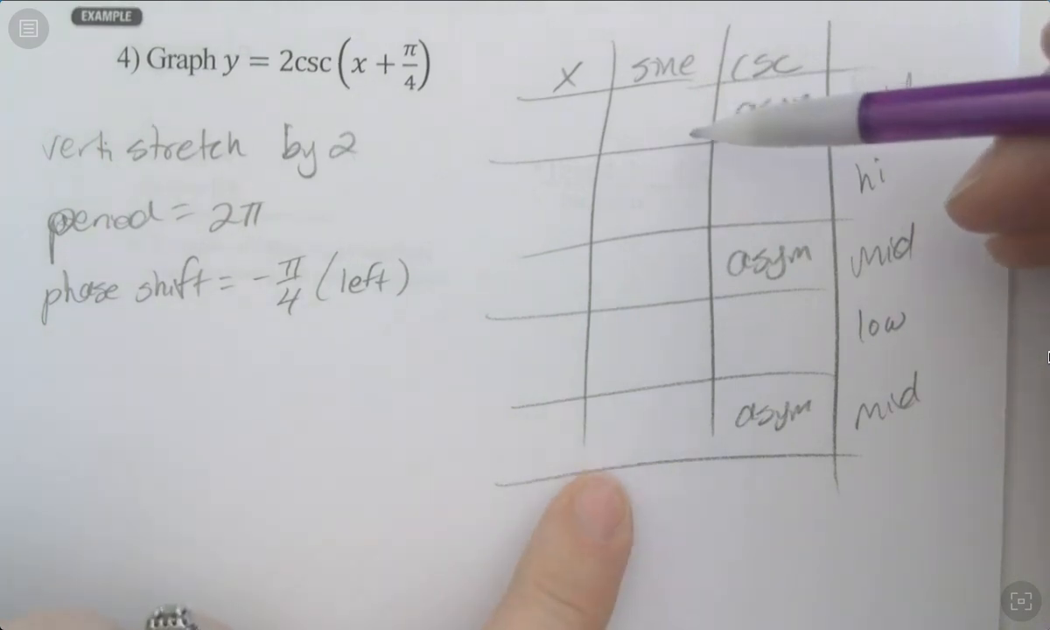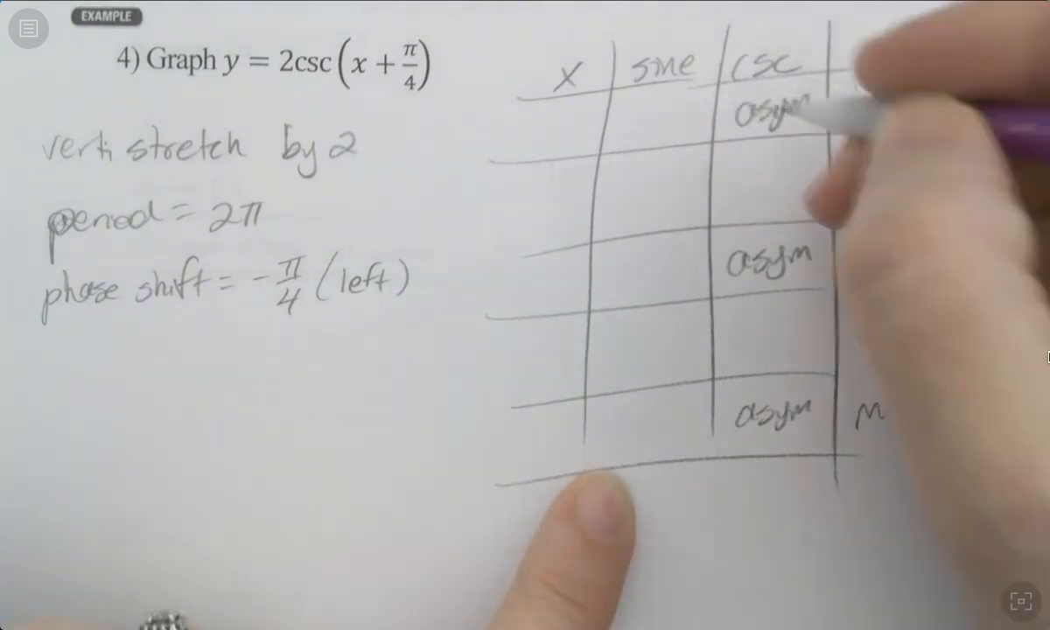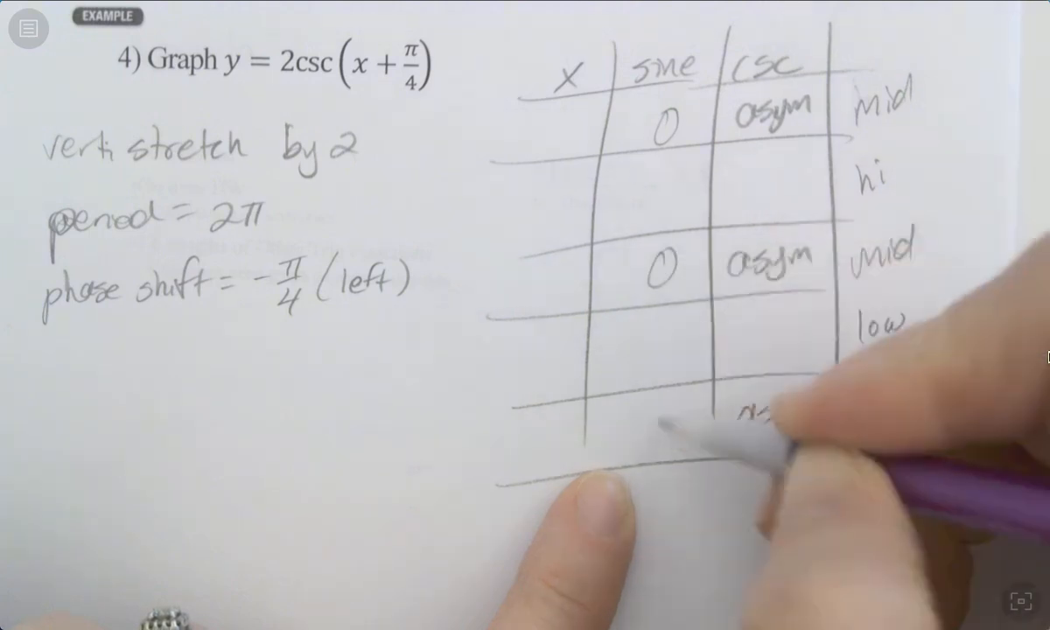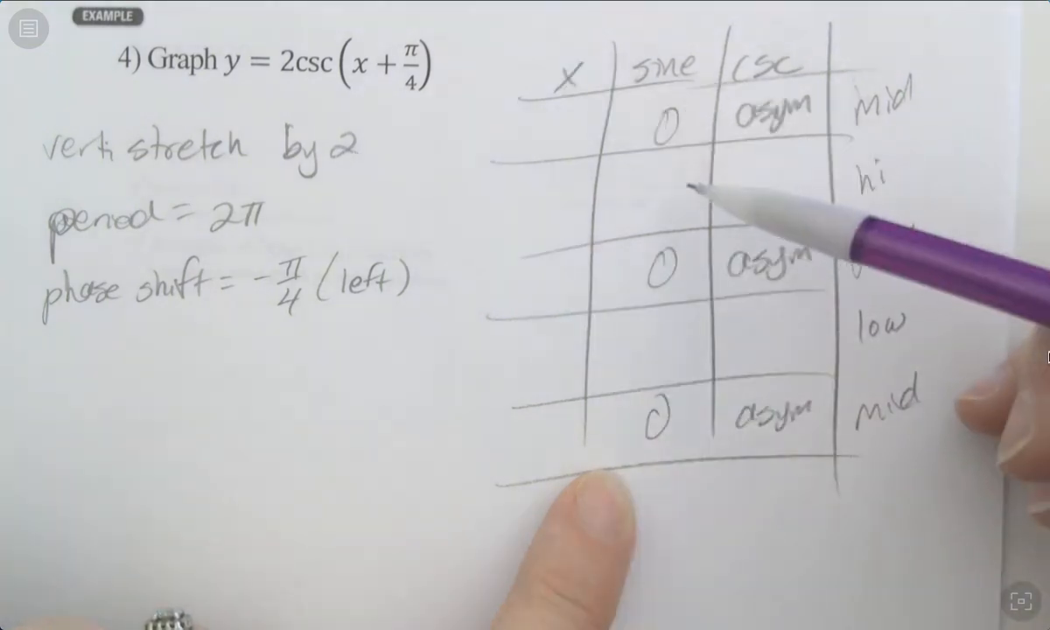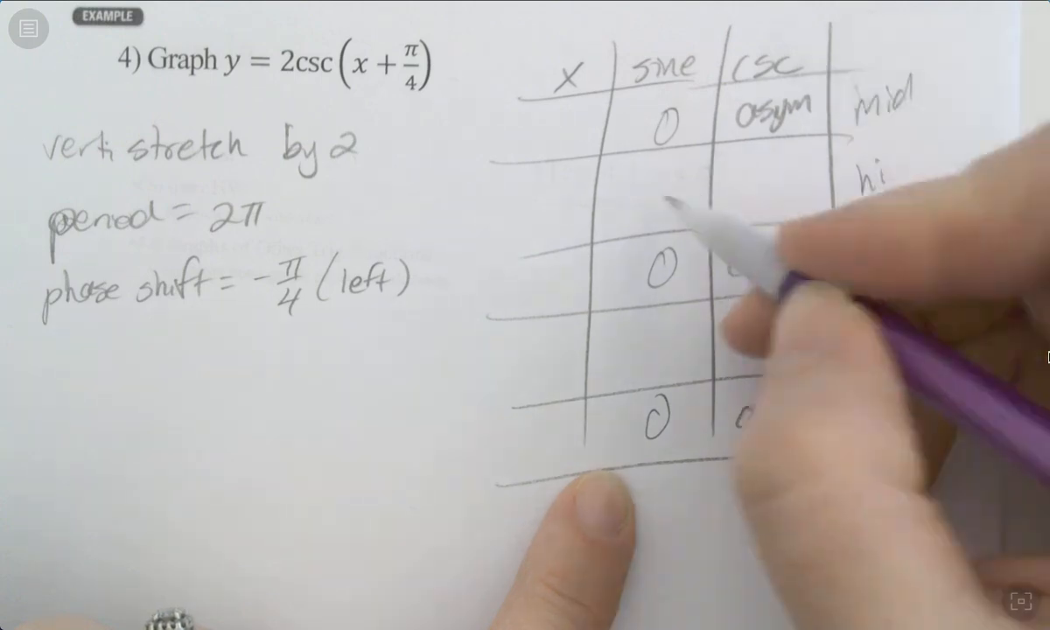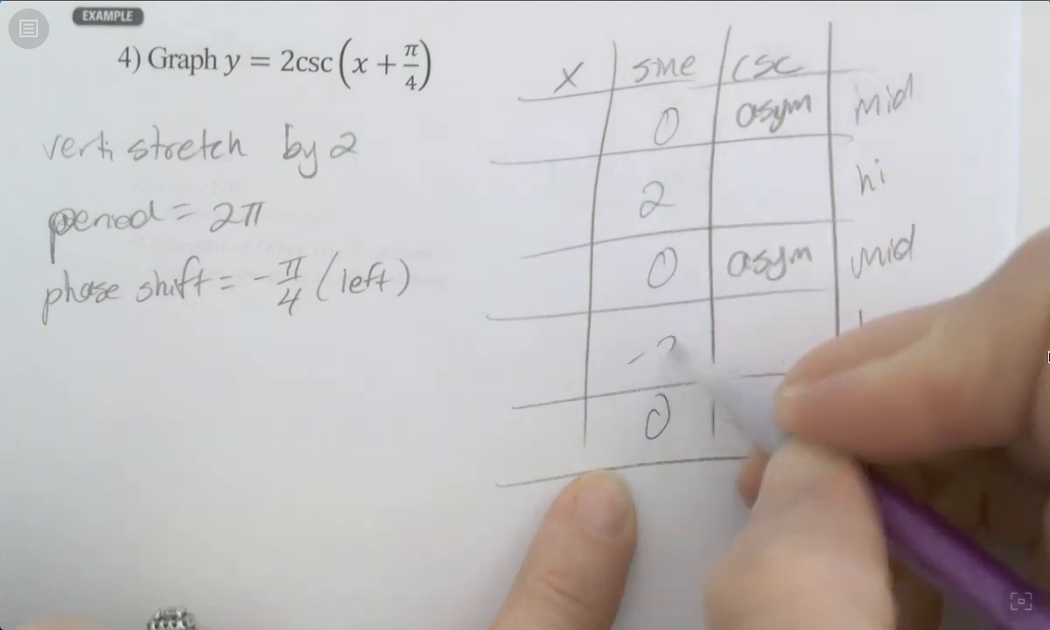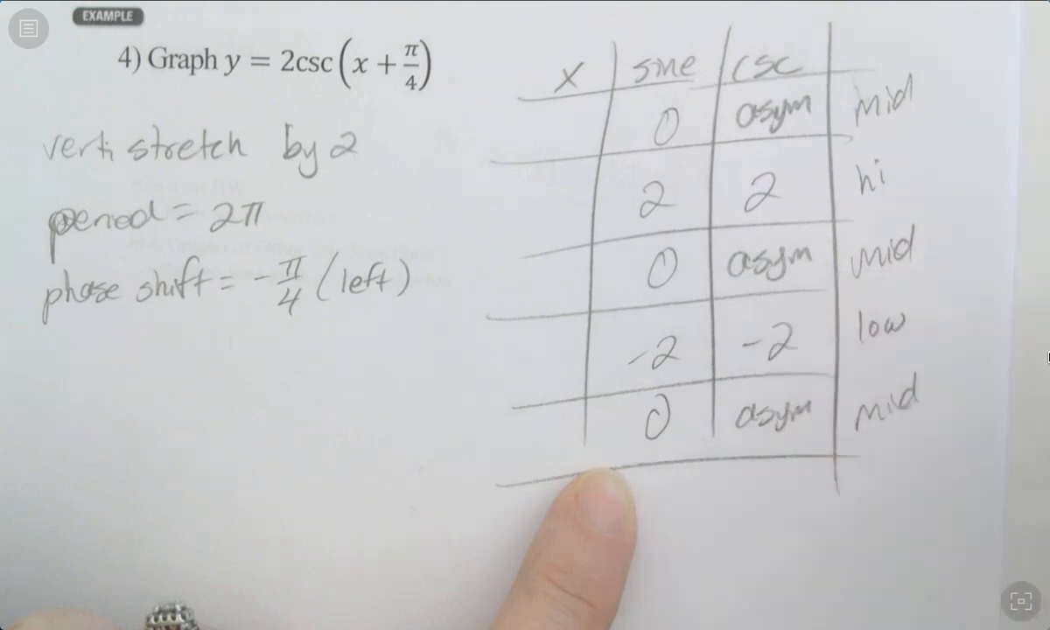midline of the sine function. If this were a sine function, it would be 0. It's not going up and down at all. And it's a vertical stretch by 2. So how high would the sine function go? 2. And how low would it go? So those are going to be the same for the cosecant function.